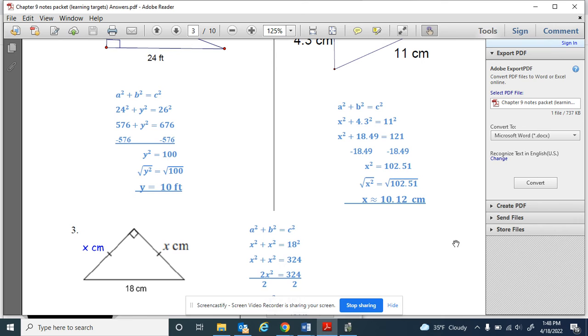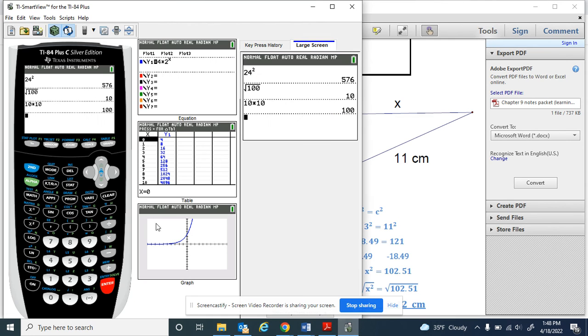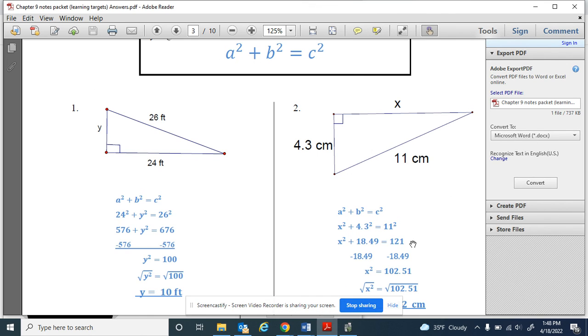So we're going to plug in what we know. X stays as x, so that's x squared, plus 4.3 squared equals the hypotenuse squared, 11 squared. 4.3 squared is a little bit messy. We definitely need to use the calculator for that one. So 4.3 squared, 18.49. And 11 squared, that's 11 times 11, 121.